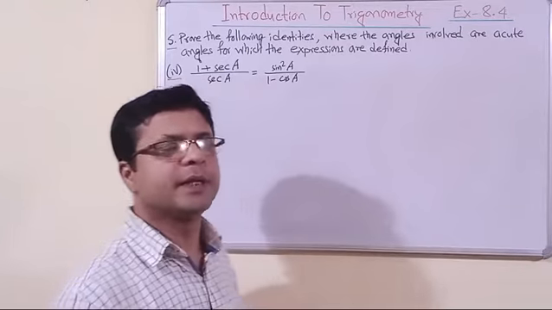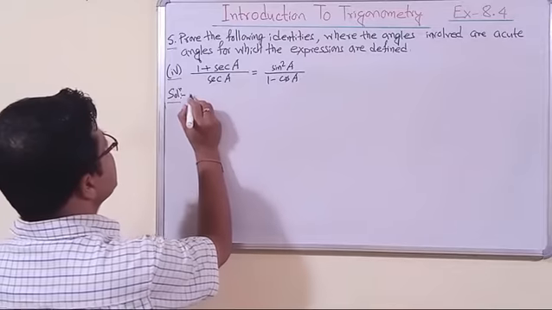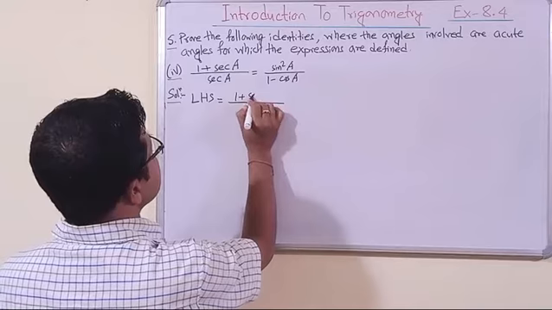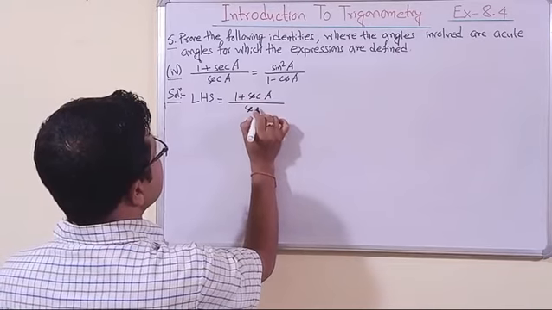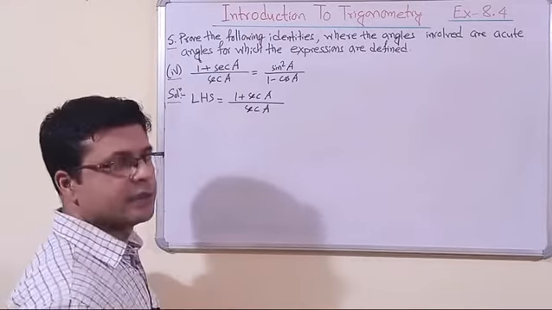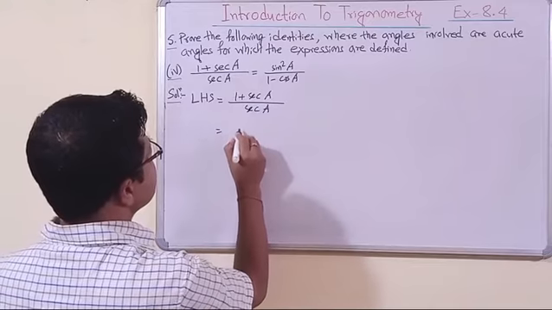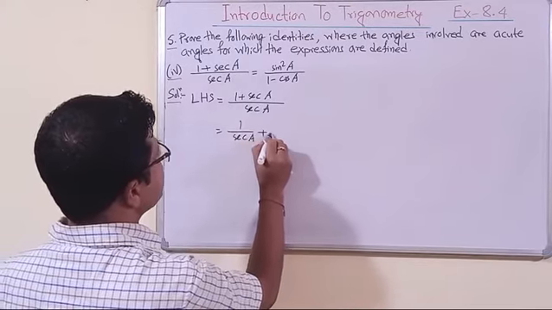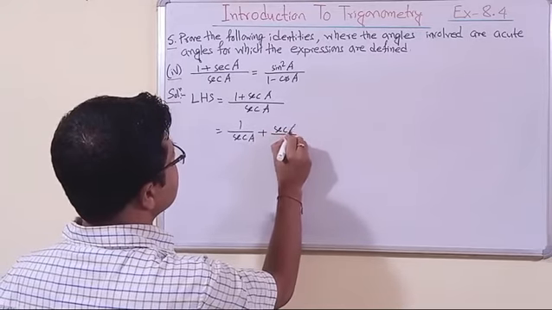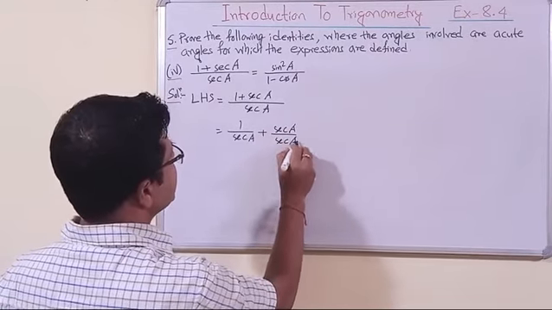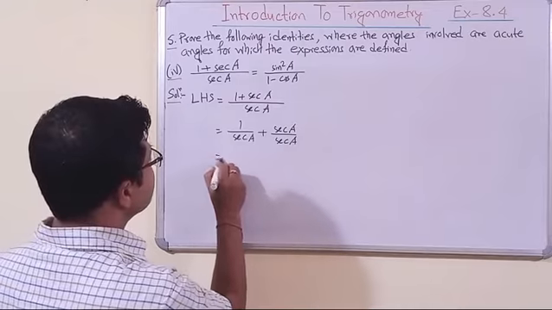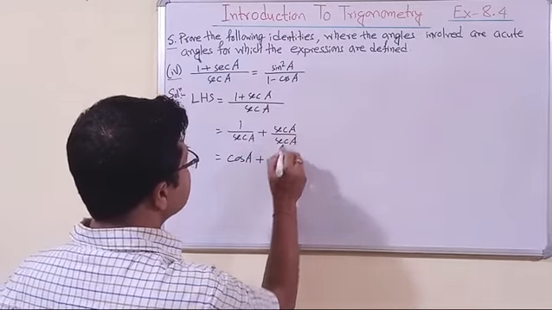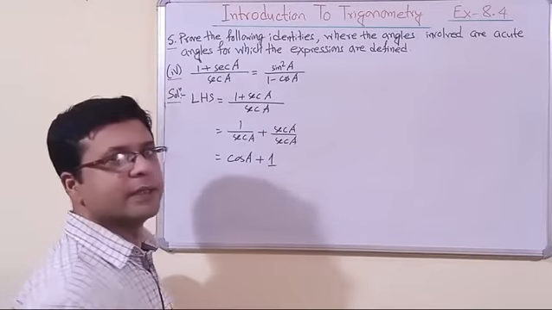Okay students, now we have taken question number 4. Let us write the left hand side. It is (1 plus sec a) divided by sec a. Now what we will do here, let us write 1 by sec a. Let us separate them, each term: sec a by sec a. Now what is 1 by sec a? It is cos a, plus sec a by sec a is 1.